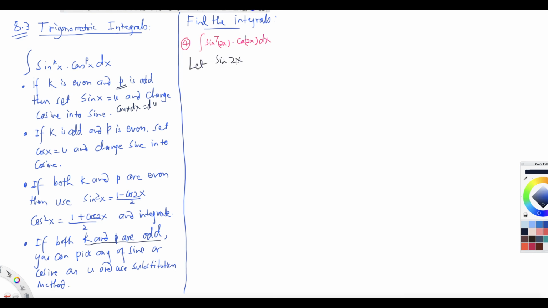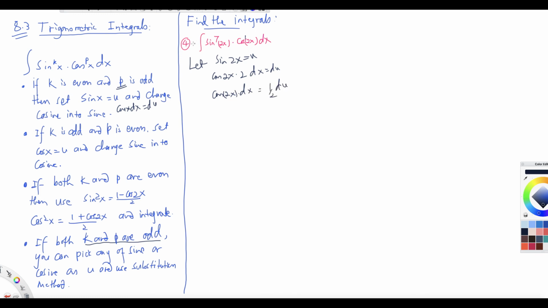sine 2x equals u. See, I did not do sine to the 7th of 2x. I'm just doing the ratio only, not the exponent. Sine 2x equals u. Now find the derivative. What do you get? Cosine of 2x times 2, right? Dx will be du. So what is cosine of 2x times dx then? That will be basically 1/2 du, right?